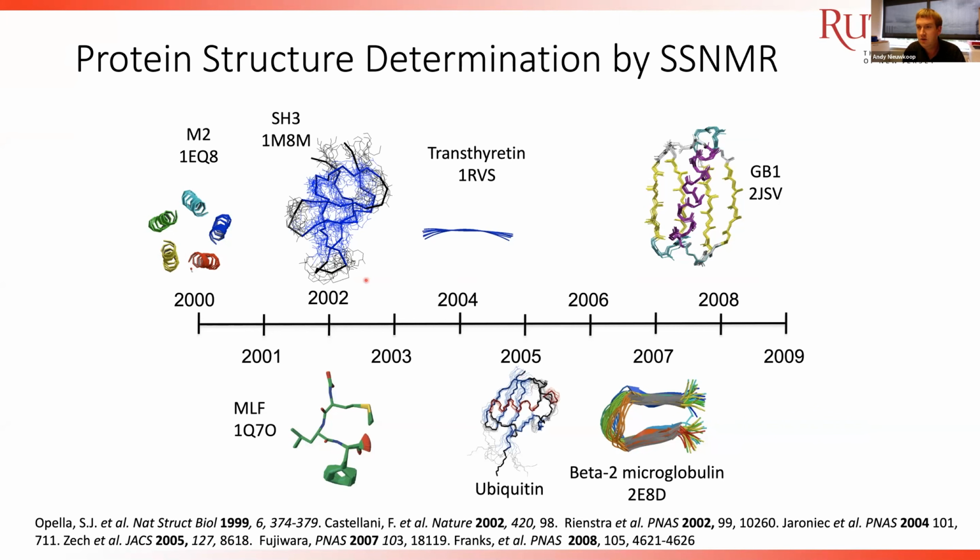And also to highlight how quickly the field of solid state NMR moved through something like the structure of MLF, a tripeptide, which was a PNAS paper in 2002, all the way up to full protein domains, something like GB1, over the course of only 5 or 6 years.